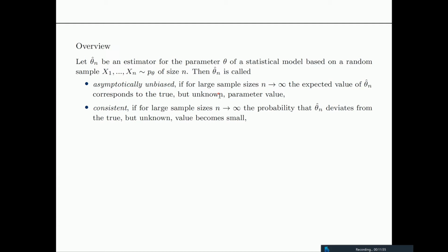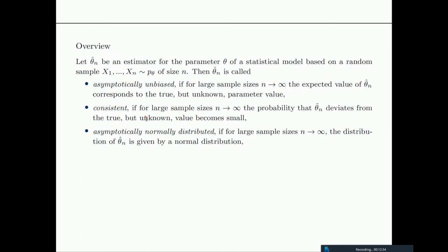Then there's this property of consistency. An estimator theta hat n is called consistent, intuitively, if, for large sample sizes n going to infinity, the probability that the estimated theta hat n deviates from the true but unknown value becomes small. Always note how this works: n is going to infinity, and this estimator is based on n random variables, meaning on n realizations of your data.